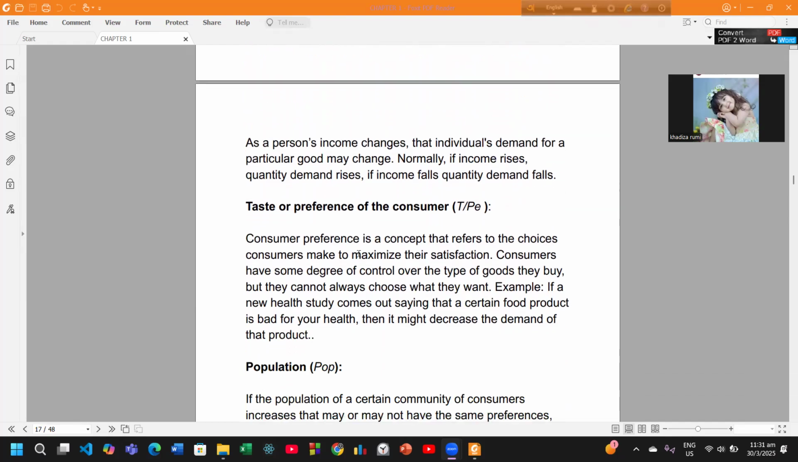Taste or preference of the consumer. If a new trend emerges, its demand will be higher. Example, if a new health study comes out saying that a certain food product is bad for your health, then it might decrease the demand for that product. Another example is the rising popularity of smart gadgets.